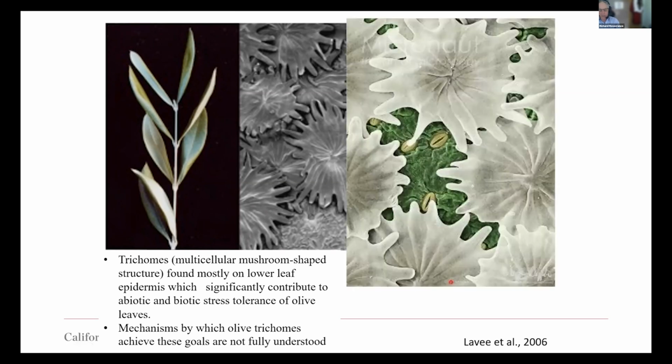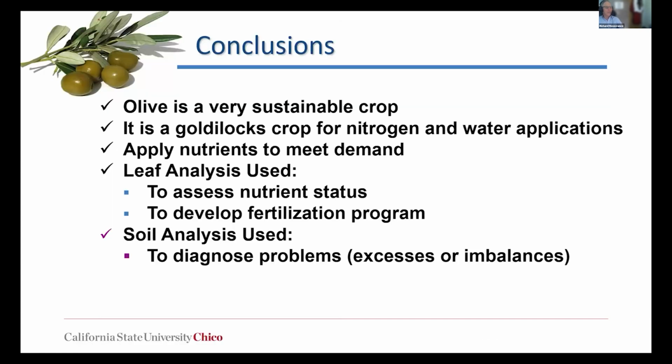And here's another picture. So in conclusion, what I can say is olive is a very sustainable crop. They use a half to a third of the nutrients that almonds and walnuts use. It's a Goldilocks crop for nitrogen and water applications. So you need to get in the right zone, not too little, but not too much. Apply nutrients to meet the demand of the crop, and that can be based on what's removed in the crop and what's removed in the prunings. That can help you to determine what the demand is, and use leaf analysis to assess nutrient status and to develop a fertilizer program.